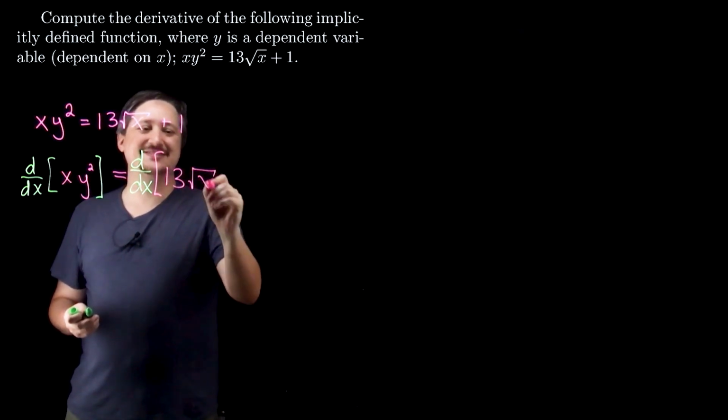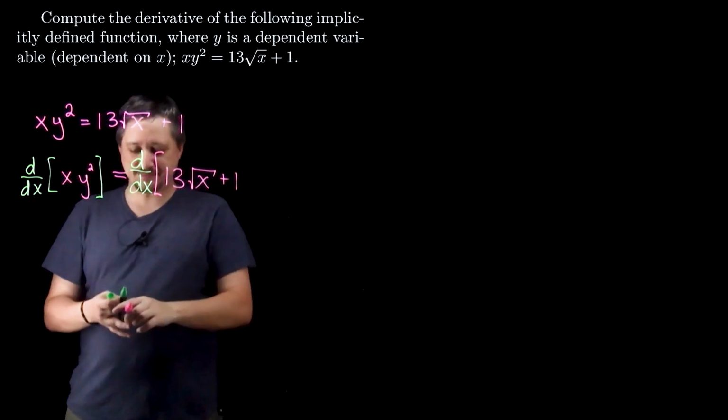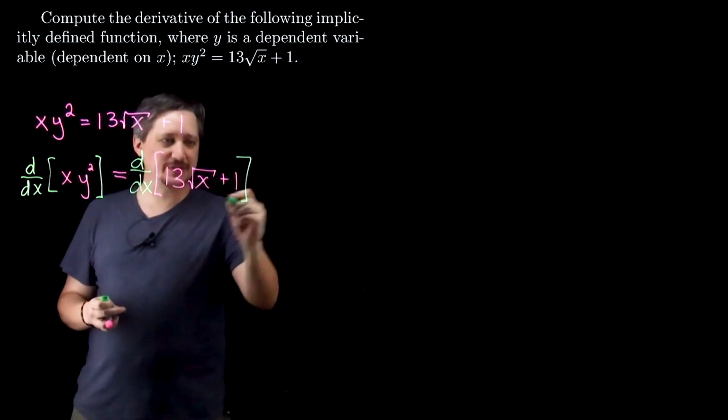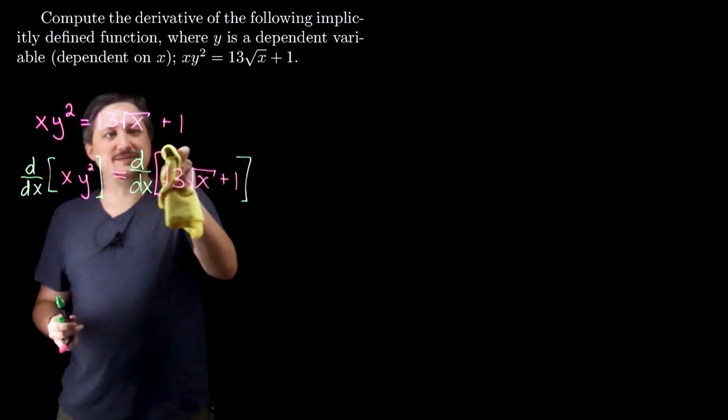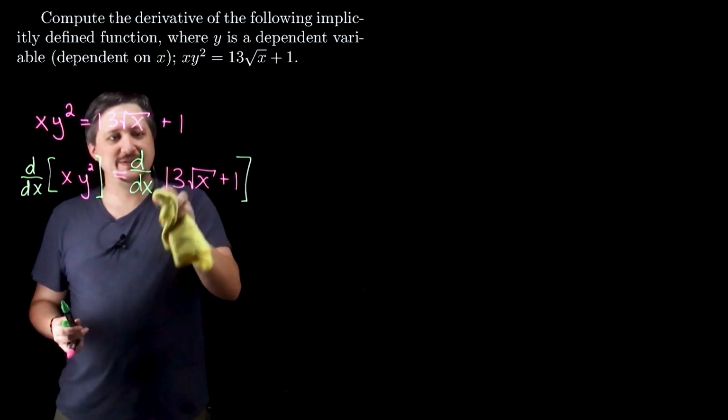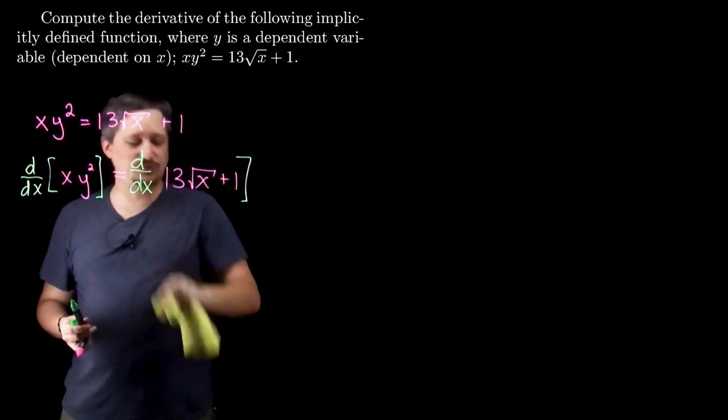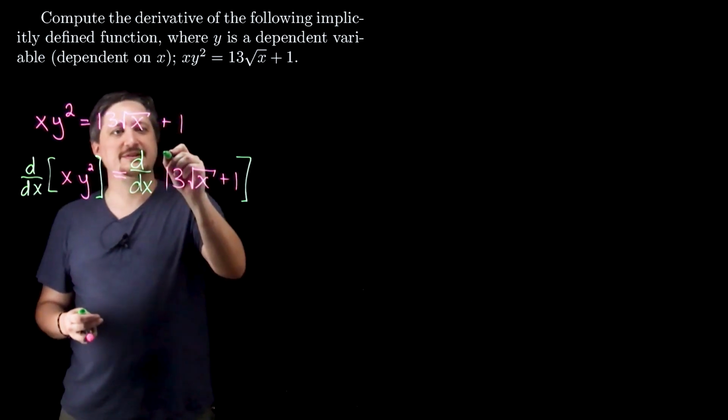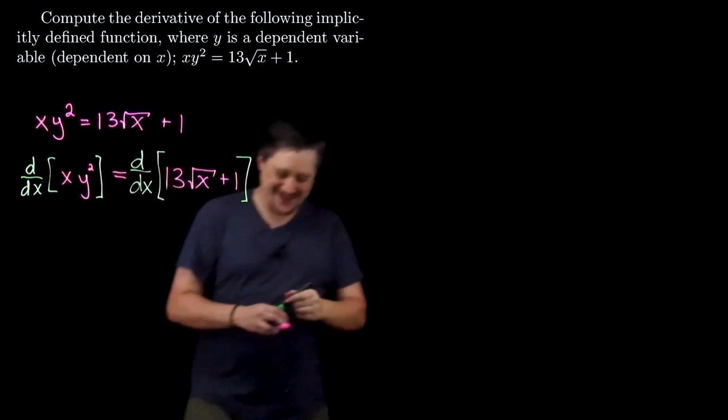Let's see, so that's square root of x plus 1. And it's going to bug me, so I'm going to go ahead and erase that and change the color, because there are things you choose to care about, and that's just one of them.